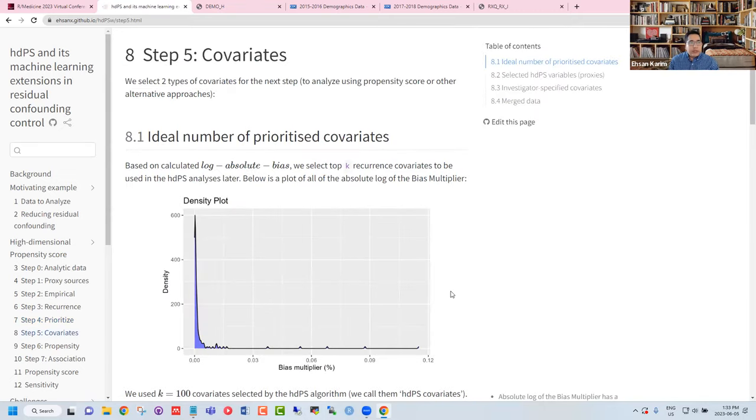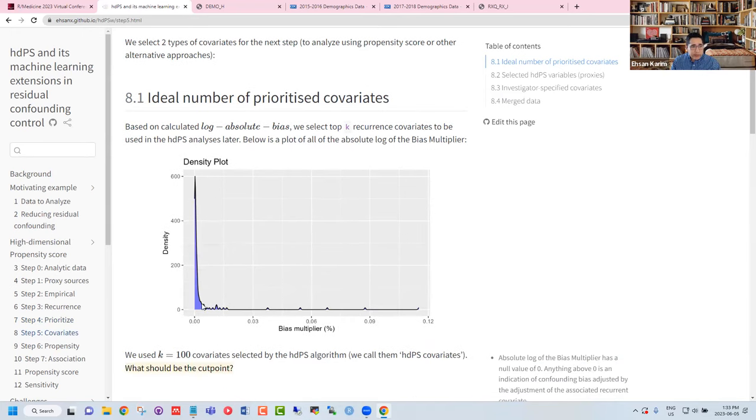All right. So once we have all of our bias information, or the bias multiplier information, in the log scale or log absolute scale, we can try to create a density plot out of all of these log absolute biases. And you can see many of them are close to zero, but there are some that are as high as 0.12 and so on.